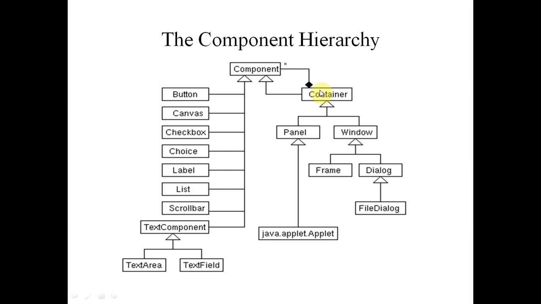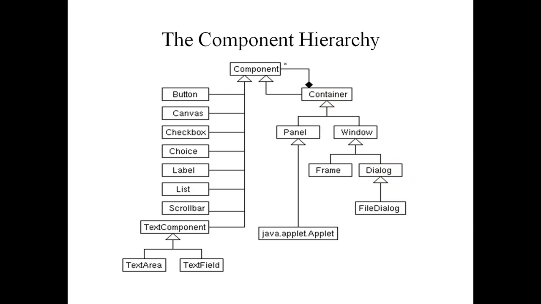So the container is a combination of different components, and we can include the container inside the panel, and panel is a part of the java.applet class. In the same way, file dialog belongs to dialog, and frame and dialog are also subclasses of window. So these are the base classes, and this way we have containers. This is the component hierarchy model of Java AWT.